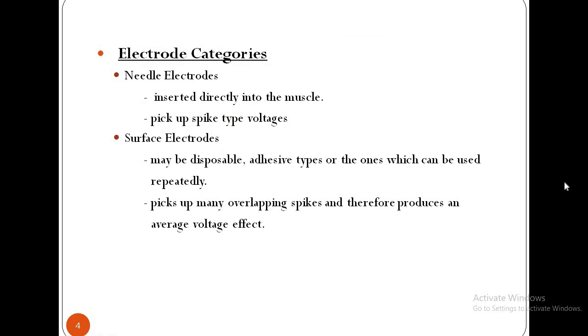EMG is usually recorded by using surface electrodes or more often by using needle electrodes, which are inserted directly into the muscle. The surface electrodes may be disposable, adhesive types, or the ones which can be used repeatedly. A ground electrode is necessary for providing a common reference for measurement. Needle electrodes pick up spike type voltages, while surface electrode picks up many overlapping spikes and therefore produces an average voltage effect.